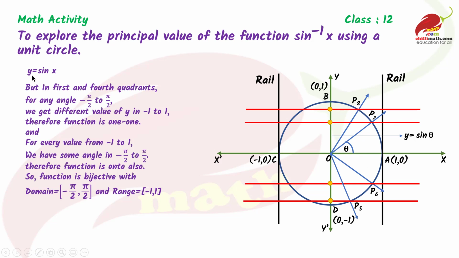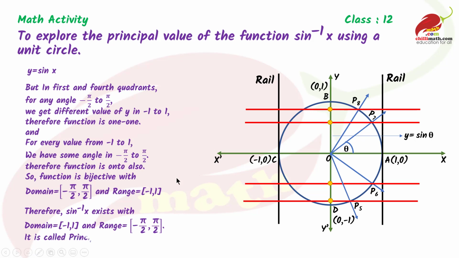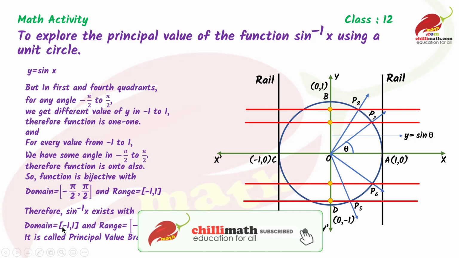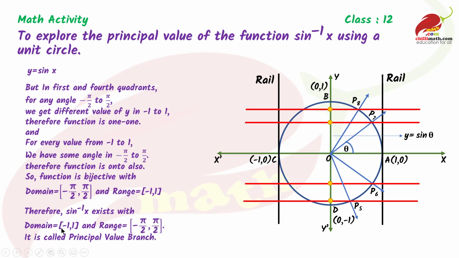So this function y is equal to sine x is bijective with the domain minus pi by 2 to pi by 2 and range equal to minus 1 to 1. If a function is bijective, then its inverse exists. That's where we can say sine inverse exists, and the domain of the function becomes the range of its inverse and its range becomes the domain of its inverse function. So therefore the domain of the sine inverse function is minus 1 to 1 and the range is minus pi by 2 to pi by 2, which is called the principal value branch. I hope it is clear.